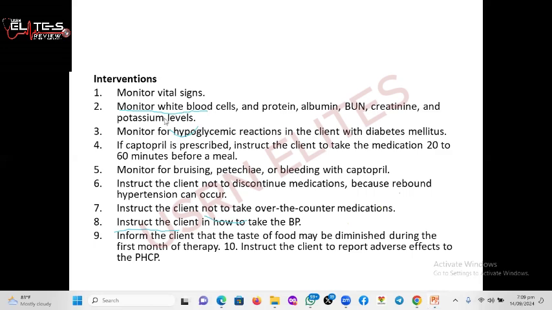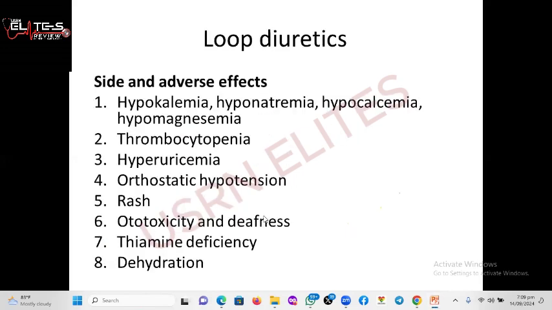So that is quickly on the ACE inhibitors I would want to touch on. I wouldn't want to wait. I think I have a lot to do. I want to finish all today.